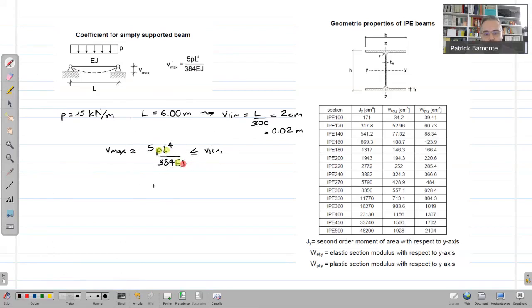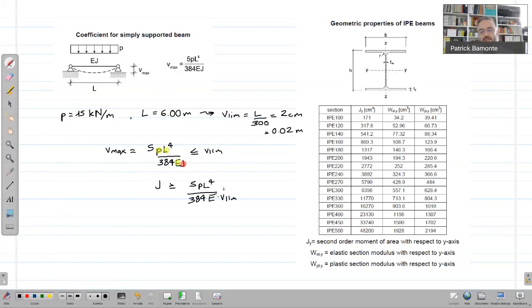And this condition is simply expressed by the fact that J, the second order moment of area, is greater or equal to 5PL^4 divided by 384 E multiplied by V limit.